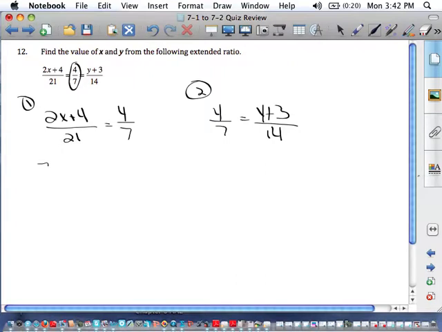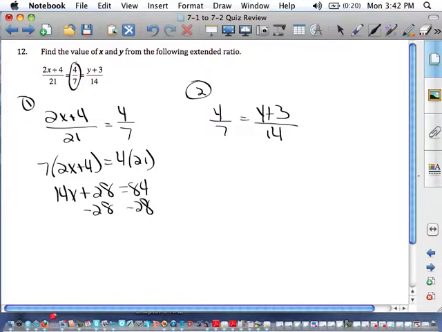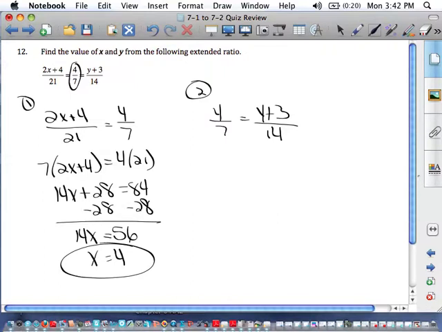Cross multiply, 7 times (2x plus 4) is equal to 4 times 21. So I get 14x plus 28 is equal to 84. Subtract the 28 from both sides. I will get 14x is equal to 56. So x is equal to 4. There's my value for x.